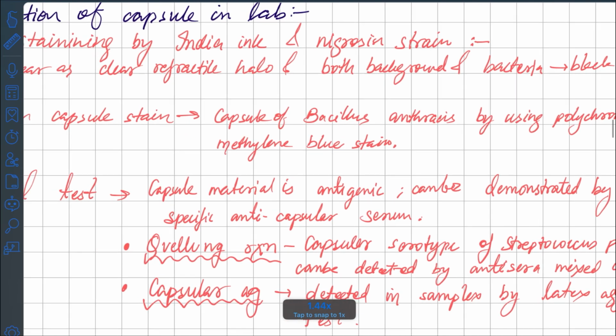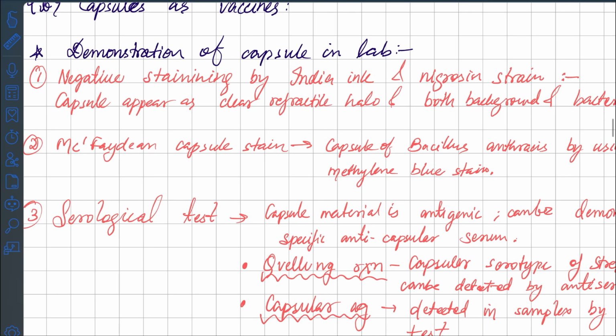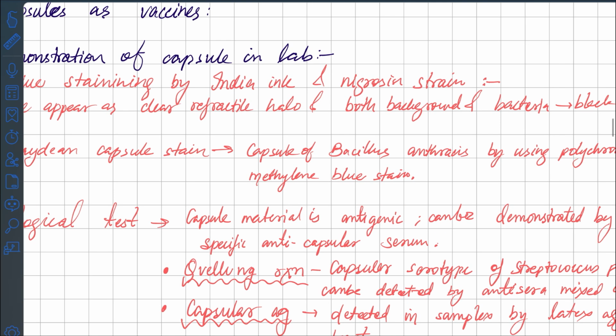So we don't really have to remember all of it in detail, but remember that there are three types of demonstration we can use. A negative staining, McFadden capsule staining, where we are using this methylene blue stain, and third is serological test. In serological test, we can go for capsular serotype or we can go for antigen in the sample by using latex agglutination test. And if you want to go really over it, then you can remember the name of the reactions.